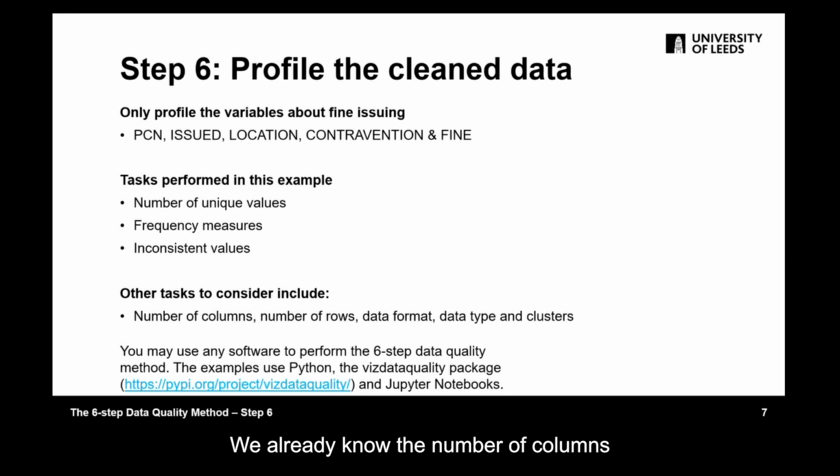You already know the number of columns because we're defining which variables we're reading. The number of rows is implicit in the number of PCNs. Data format and data type are things that we found out previously, although of course if I was writing a report at this stage I would include all of that information. There are also some other tasks that we could consider investigating, such as looking for clusters between contraventions and locations, and contraventions and days of the week.